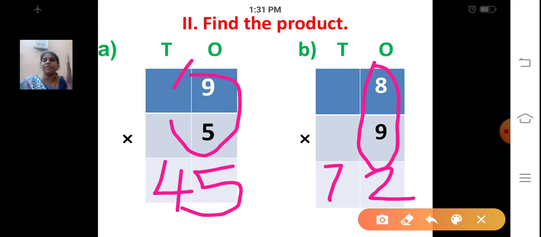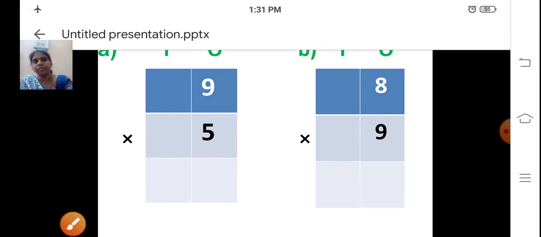Just say the tables. 8 fives are 40. 8 sixes are 48. 8 sevens are 56. 8 eights are 64. 8 nines are 72, or 9 eights are 72. Next.